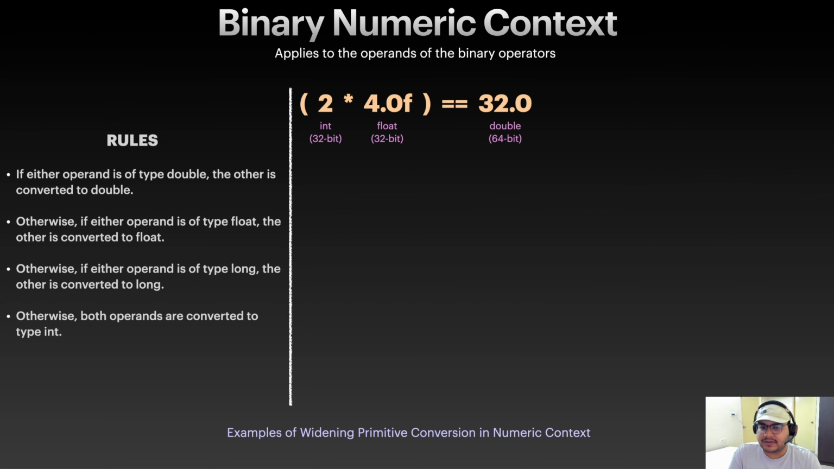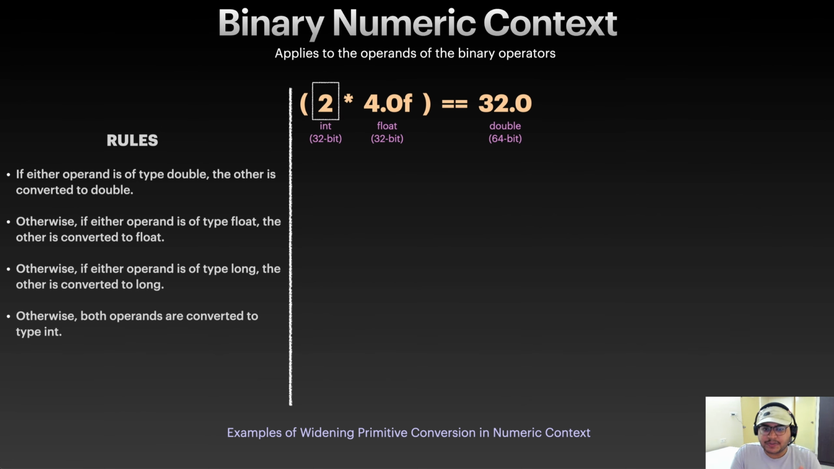If either operand is double, the other is converted to double data type. Else, if either operand is of float data type, the other is converted to float. Else, if either operand is of long, then the other is converted to long data type. Otherwise, both of them are converted to int. So, byte and short and char are automatically promoted to int or a higher data type depending on the context.